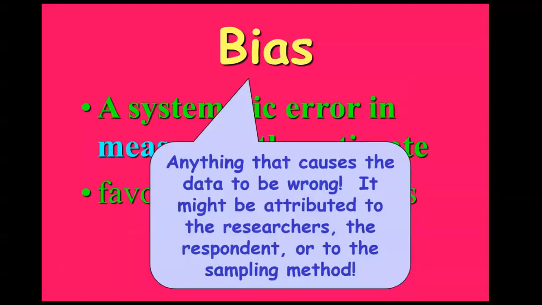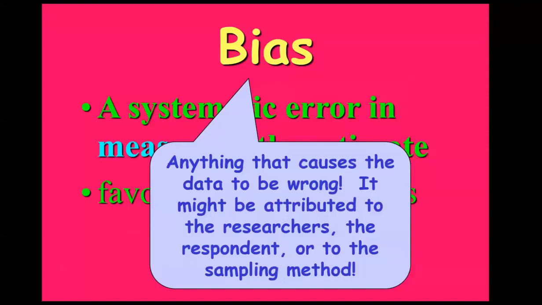So it's anything that causes the data to not represent the population. It doesn't mean a mistake mathematically was made, but it means the method in which we collected the data affected the outcome. Okay. Now, before I get in and do this, I just want to mention that statistics is not a perfect science.